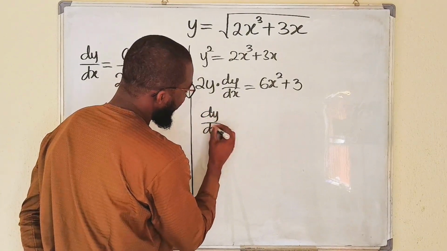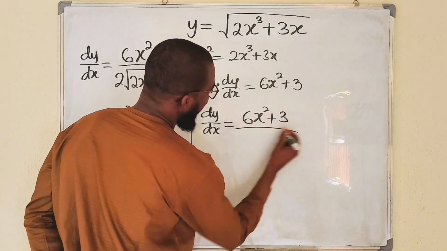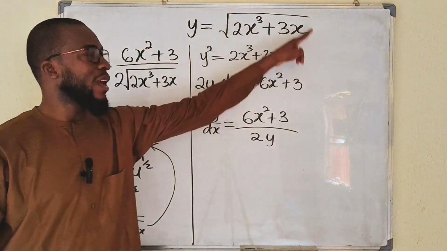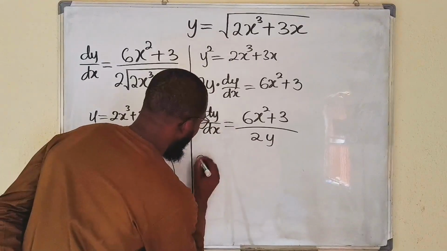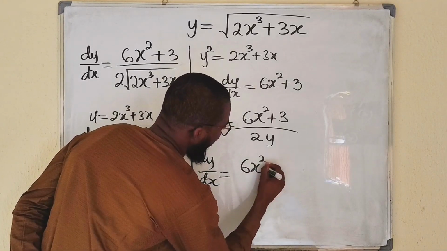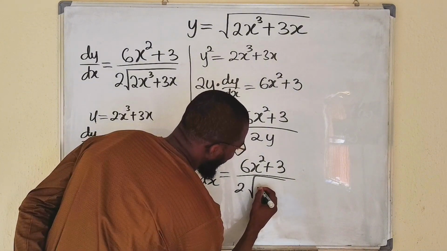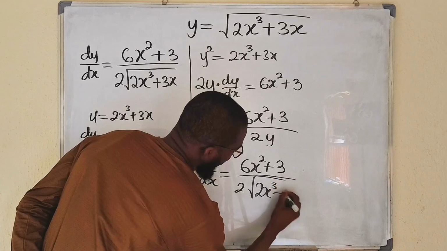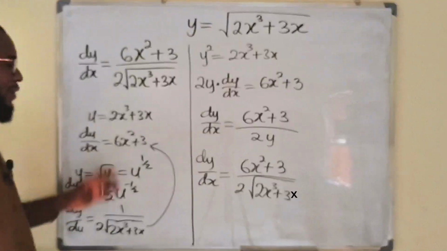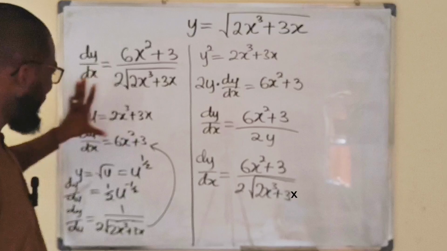dy over dx is equal to 6x squared plus 3 divided by 2y. But y is everything here, so you can plug it back. Finally, dy over dx is equal to 6x squared plus 3 divided by 2 multiplied by y, which is nothing but the square root of 2x cubed plus 3x. As simple as that. You see that all the three methods give exactly the same result.